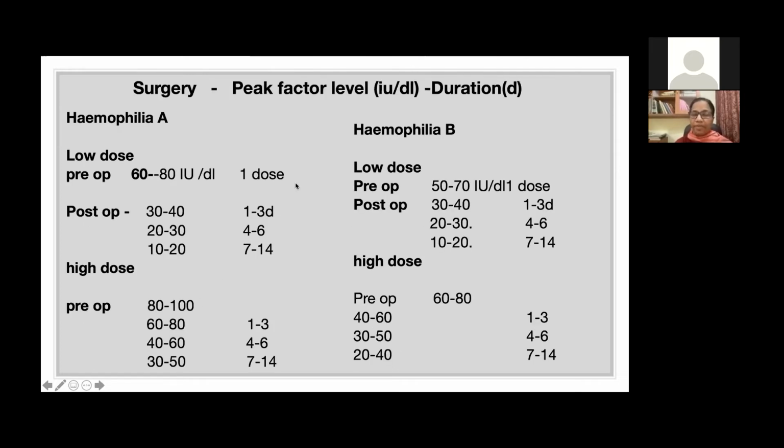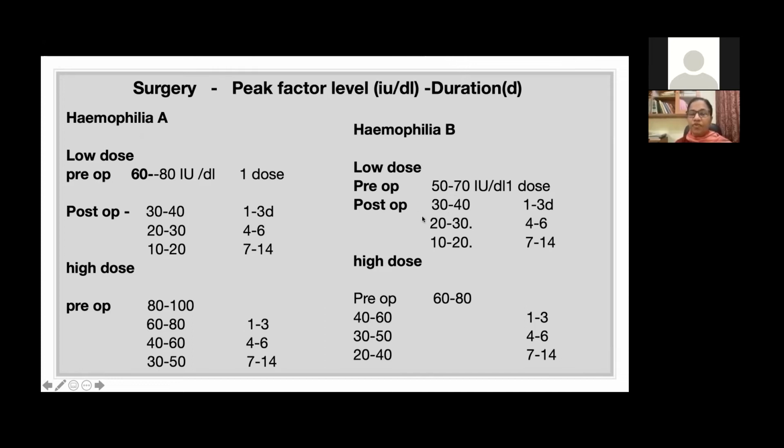And surgery: the recommendation during surgery, because this is done only after planning, is that the patient should be given a pre-op dose of 60 to 80. For minor and major surgery, different dose regimes are recommended. Preoperatively 60 to 80 IU per deciliter in case of hemophilia A, one dose should be given. Hemophilia B also, pre-op 50 to 70 units should be given, and post-operatively up to 14 days: 1 to 3 days, 30 to 40 IU per deciliter, that is the desirable level; 10 to 30 for 4 to 6 days, followed by 10 to 20 units for 7 to 14 days.